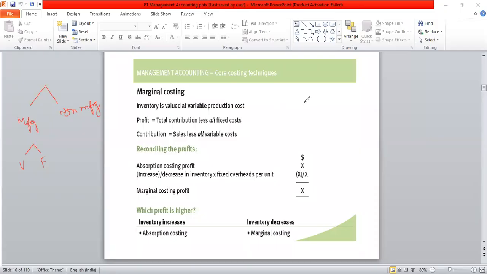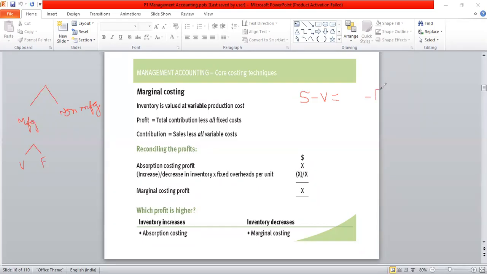What is the concept of marginal costing? Marginal costing says that the cost should be classified as variable and fixed. So sales minus the variable cost is a profit, but total cost is not deducted.